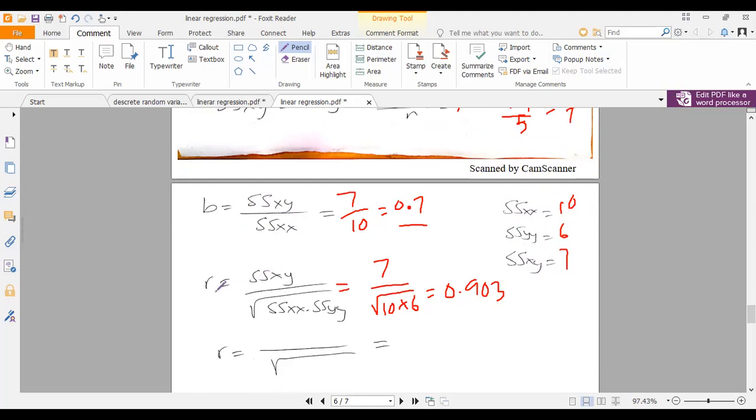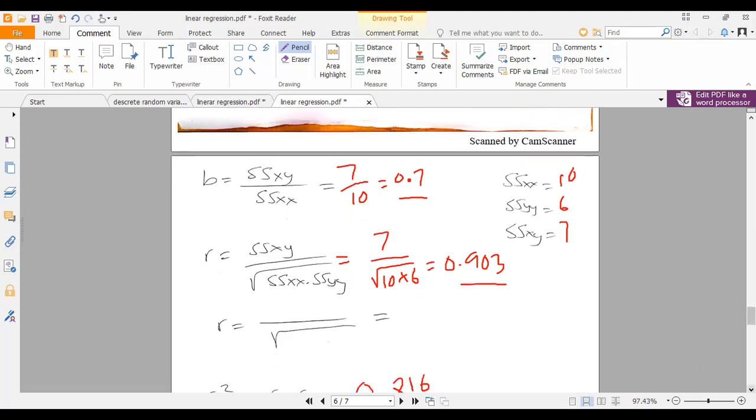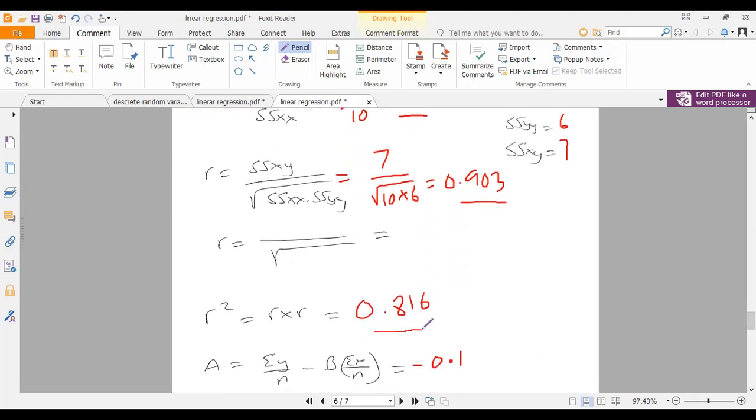All right, then our r is xy over the square root of xx times yy. So 7 over the square root of 10 times 6, the answer is 0.903. Okay, then we go to our r squared. We just square this answer. We're going to get 0.816 here. So remember, this in percentage is 81.6% of y is influenced by x.